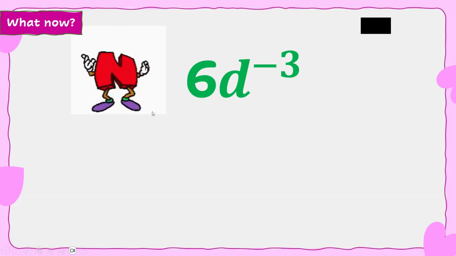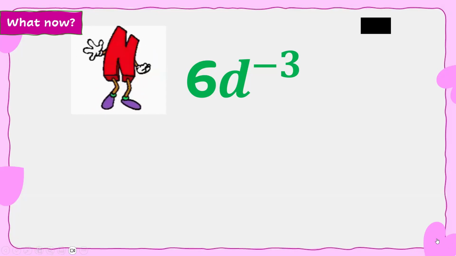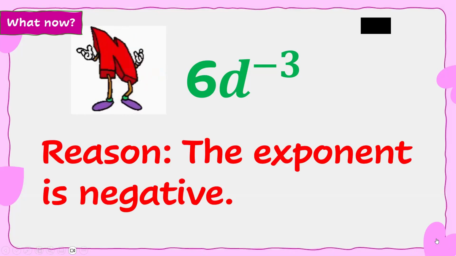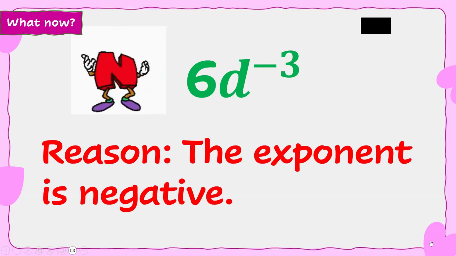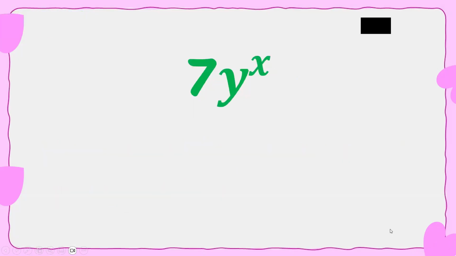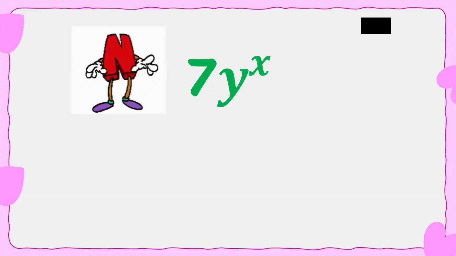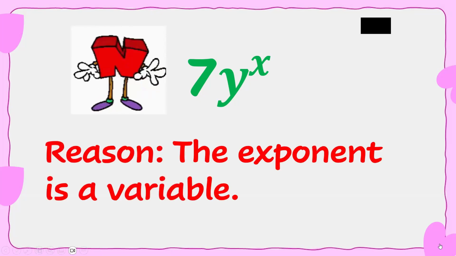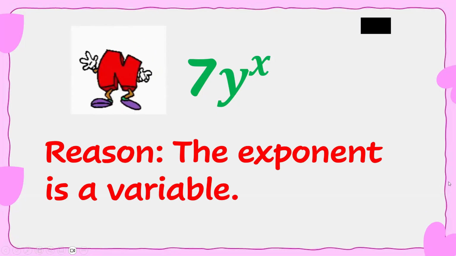Alright, so it's not a polynomial. Why do you think it is not a polynomial? Okay, so this one is the reason. The exponent is negative. Next one, 7y to the x power. Is it a polynomial or not polynomial? The answer is not a polynomial. Why do you think so? The exponent is a variable. Yes, it's considered not a polynomial because the exponent is a variable.